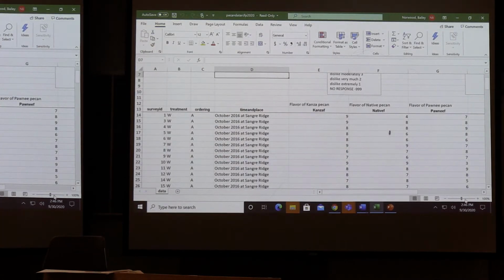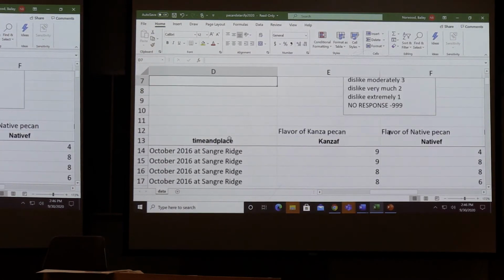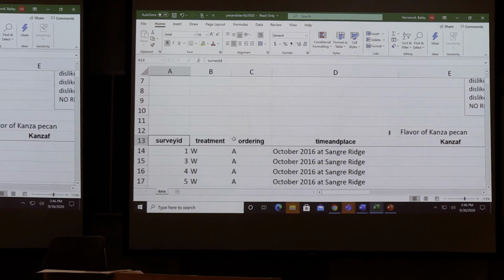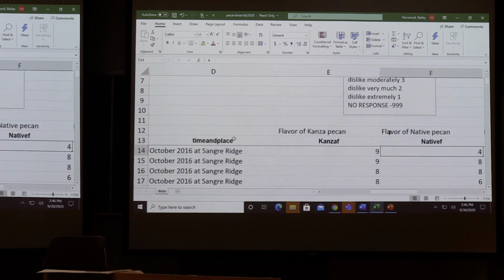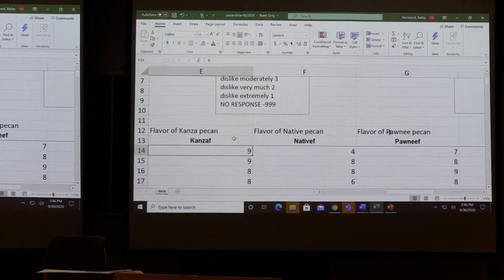And these are the data in Homework 9. There's a number of things you can ignore. These are real data, by the way. I didn't just make this up. Treatment, you don't need to worry about that. Ordering has to do with the order of the pecans they ate. Time and place was where it was. Then we have the data that you're concerned with. Flavor of Kanza, Kanza F. Flavor of native, native F. Flavor of Pawnee, Pawnee F.